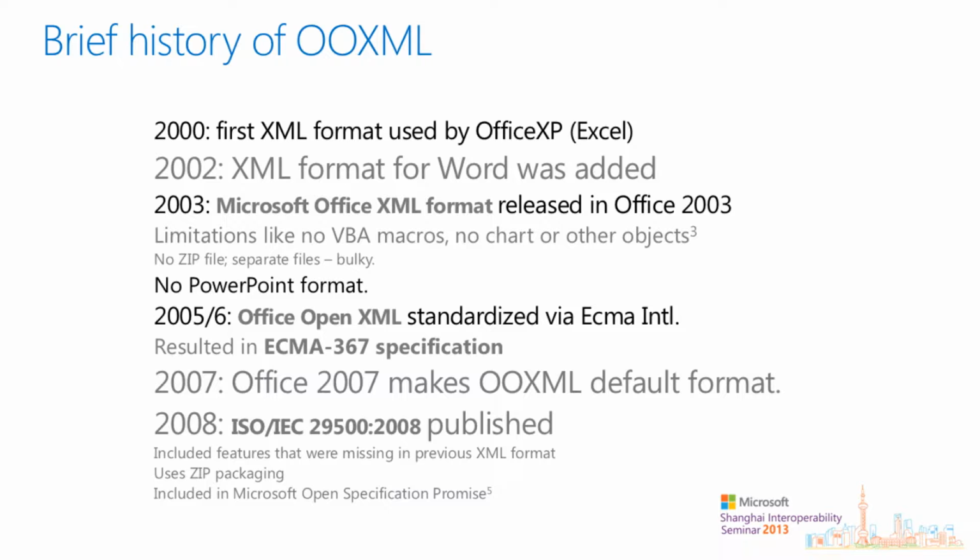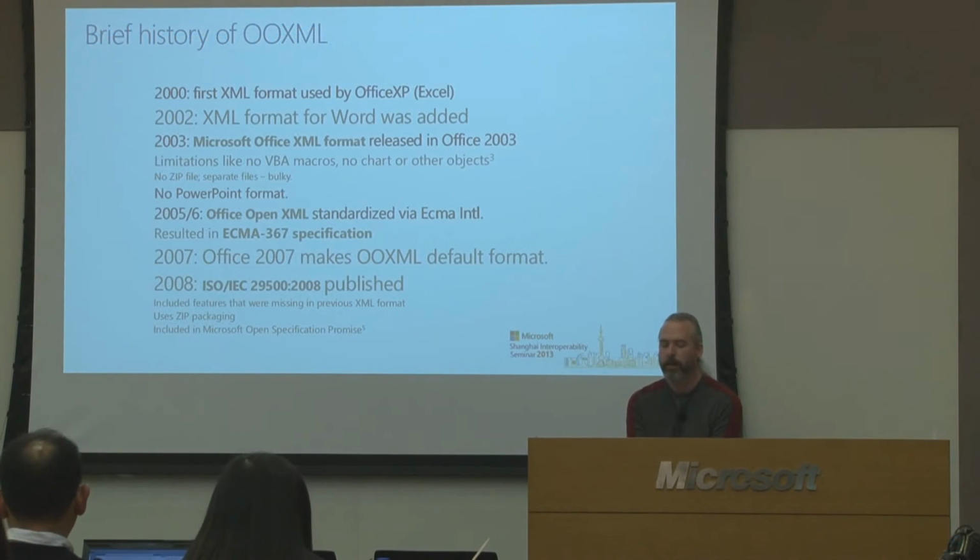And then in 2007, Microsoft Office 2007 was released, making OOXML the default file format. And then in 2008, the Joint Technical Committee of the ISO-IEC approved the standardization of OOXML, and the ISO-IEC 29500-2008 specification, which signified the year it was released, was produced in 4 parts.